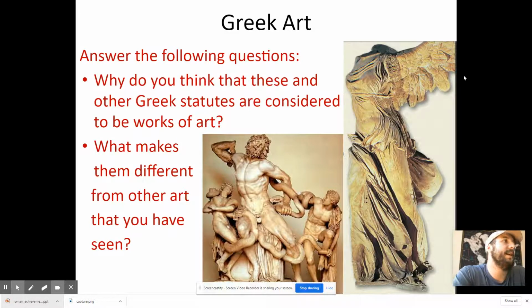So for your question for Greek art, you've got 2 of them. Why do you think that these and other Greek statues are considered to be works of art? And 2, what makes them different from other art that you have seen?